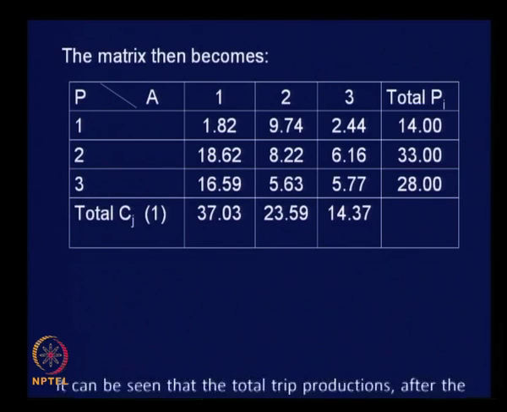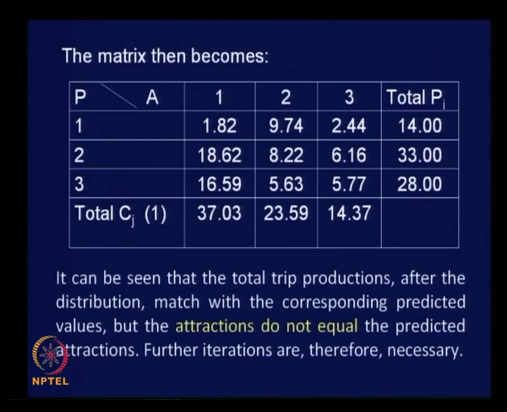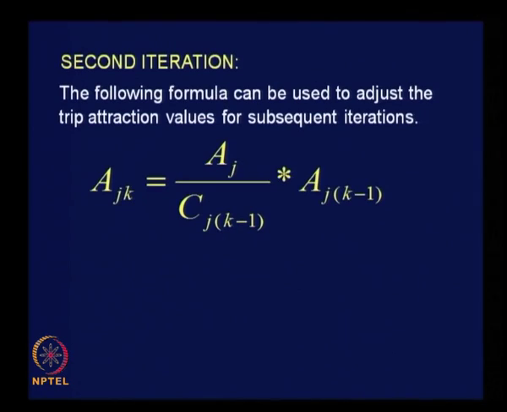Of course, the statement is given here. It can be seen that the total trip productions after that distribution match with the corresponding predicted values, but the attractions do not equal the predicted attractions. Further iterations are therefore necessary. Now the question is how to go about doing the iteration. Our main objective is to push these distorted values close to the actual observed value for each of the zones. That is our intention. So this is how we do the iteration.